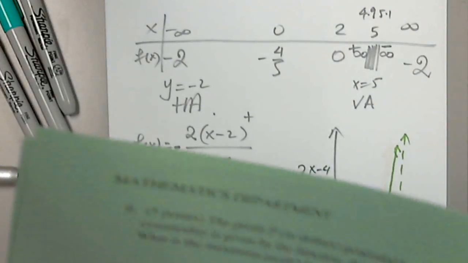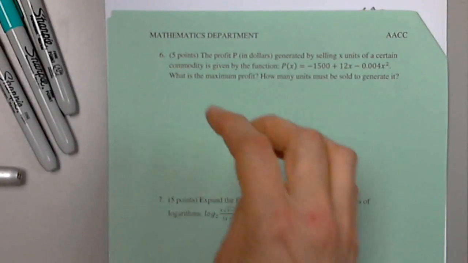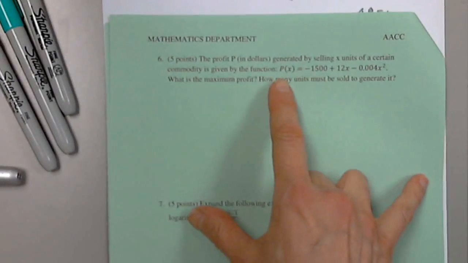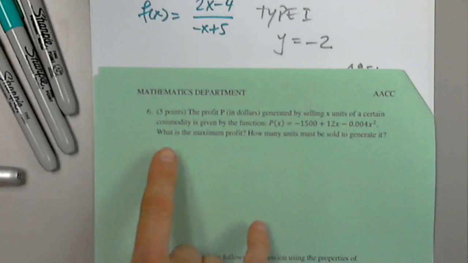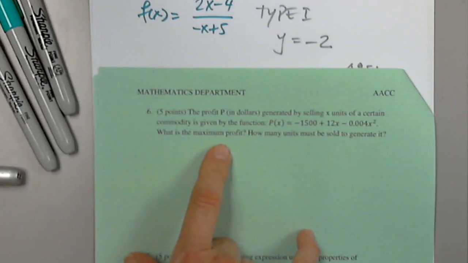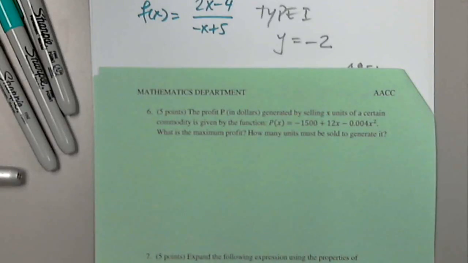We will. Okay. Problem 6. We cannot do 7, so let's look at problem 6. The profit P in dollars generated by selling x units of a certain commodity is given by the function. What is the maximum profit? How many units must be sold to generate that maximum profit?